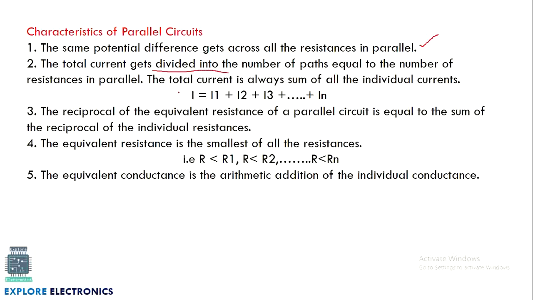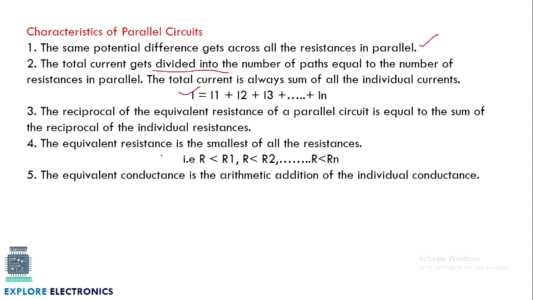And if we write the current I is equal to I1 plus I2 plus I3 up to the nth resistor. And the reciprocal of the equivalent resistance of a parallel circuit is equal to the sum of the reciprocals of individual resistances. That's why the expression is 1 divided by R equivalent is equal to 1 by R1 plus 1 by R2 plus 1 by R3 up to 1 by Rn.